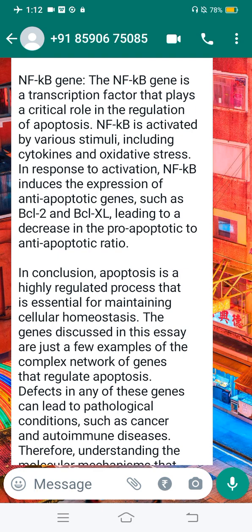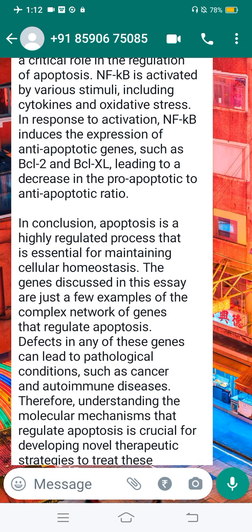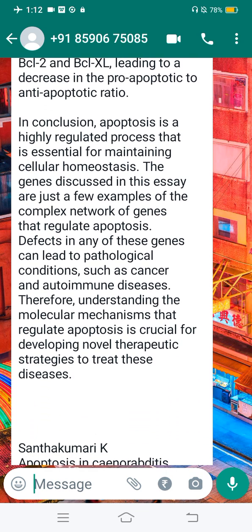In conclusion, apoptosis is a highly regulated process that is essential for maintaining cellular homeostasis. The genes discussed in this essay are just a few examples of a complex network of genes that regulate apoptosis. Defects in any of these genes can lead to pathological conditions such as cancer and autoimmune diseases. Therefore, understanding the molecular mechanisms that regulate apoptosis is crucial for developing novel therapeutic strategies to treat these diseases.